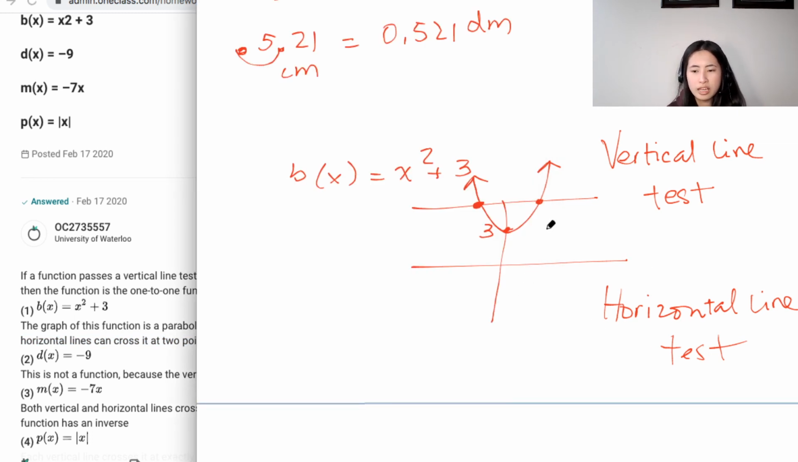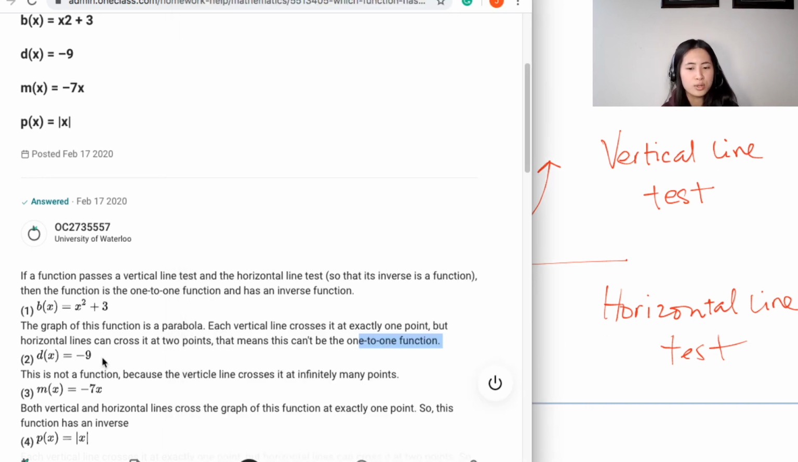So that's why this is really important, because you don't have to go and look for your inverse function. That's why this horizontal line test is important, and it actually saves you time to go and look for your inverse. Okay, great. So I hope you understand the difference between the vertical line test and the horizontal line test by now, so we can move on to the other questions.